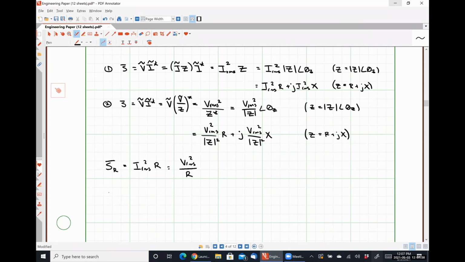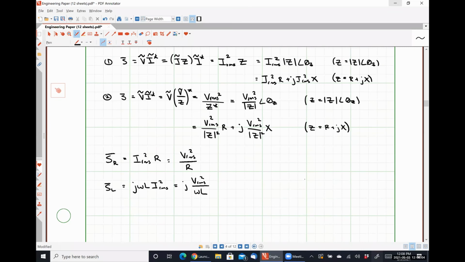For a purely inductive load, meaning the resistance is 0 and the reactance is positive, we're going to have J omega L times I RMS squared, or J times V RMS squared over omega L. And from this, we can easily see that inductors absorb reactive power, right? We know that we're dealing with only reactive power because there's a J in front of both terms. And for purely capacitive loads, S sub C, we have negative J times I RMS squared over omega C, which is the same as negative J omega C times V RMS squared.